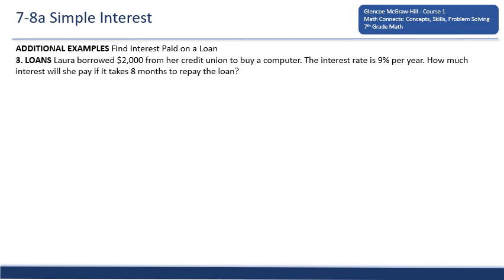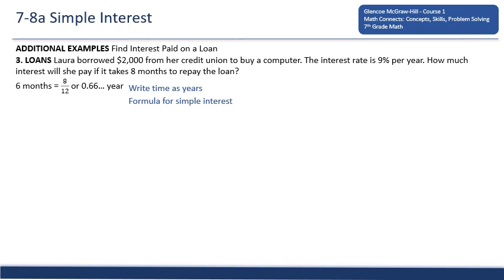Additional examples: find interest paid on a loan. Laura borrowed $2,000 from a credit union to buy a computer. The interest rate is 9% per year. How much interest will she pay if it takes 8 months to repay the loan? Time is in years, so 8 months equals 8 over 12, or 0.666 of a year.